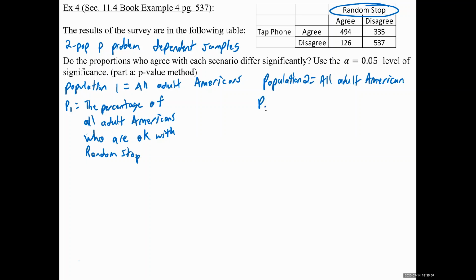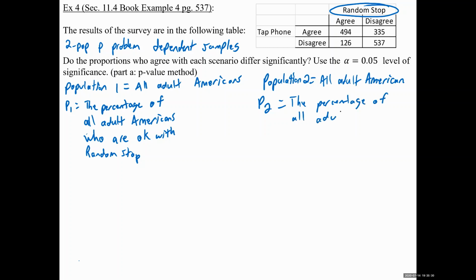And you're going to write down P2. Please make sure you guys understand the difference between population 2 and P2. They're not the same thing. Population 2 is a group of people. Almost always it's a group of people. P2 is a percentage having to do with that group of people. Okay, so P2 is the percentage. You can write proportion if you want. That's fine too.